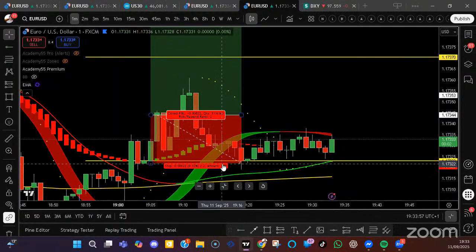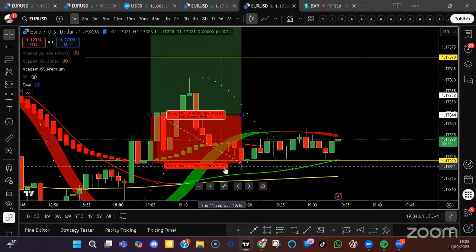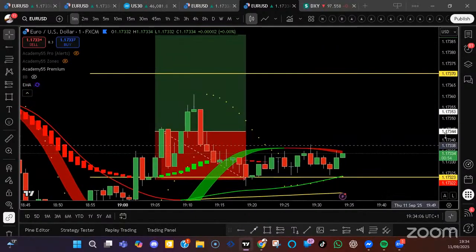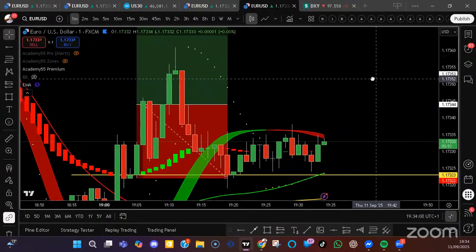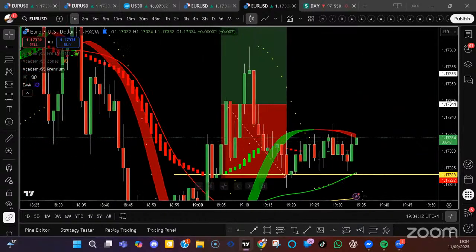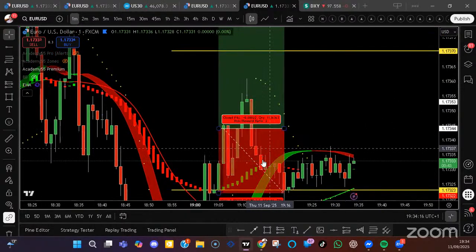So we were taken out by a few tenths of a pip, but nevertheless, a loss is a loss. 1%, take it on the chin, no big deal at all. Make it all back and more later on tomorrow or in the month.